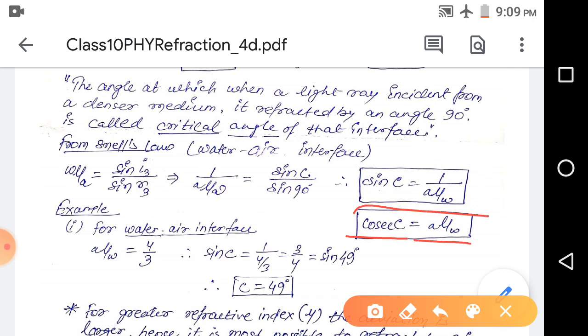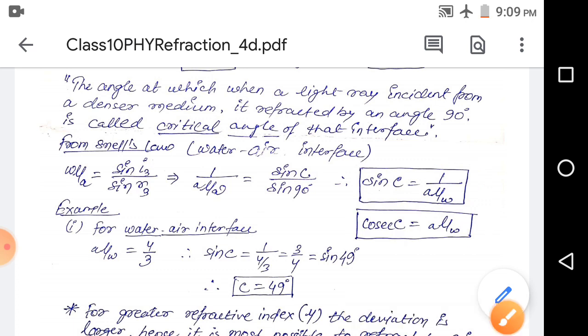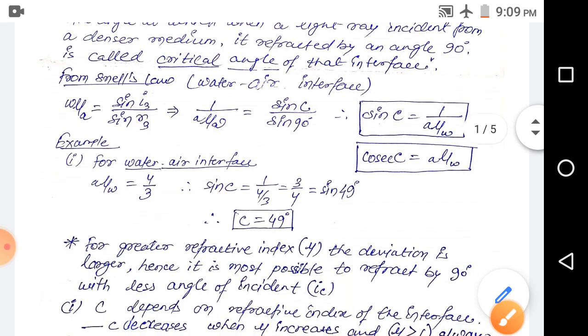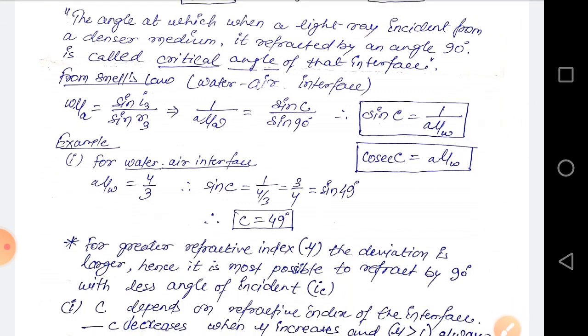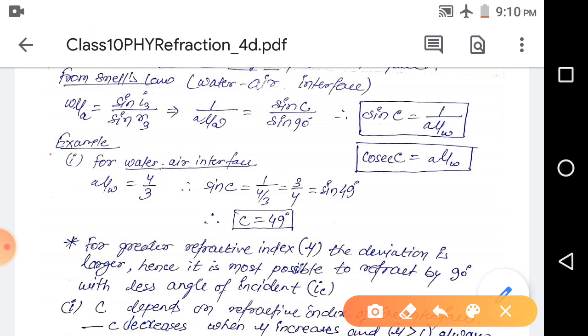This is also a formula for critical angle. So we can use it to find out the critical angle of different interfaces. First we have one example, the water-air interface. You know that aμw, the refractive index of water with respect to air, is 4 by 3, near about 1.33.